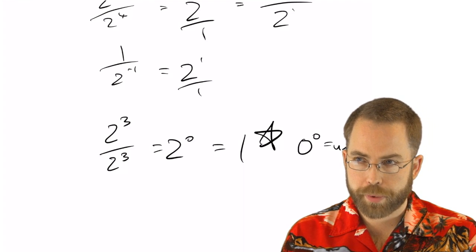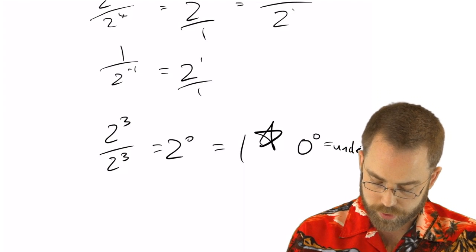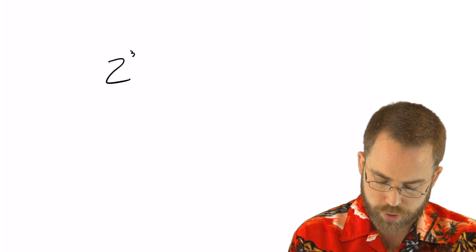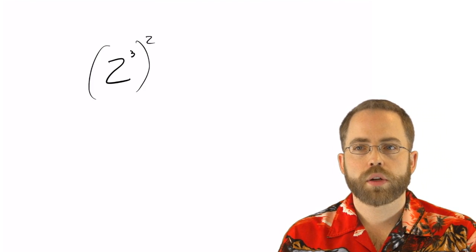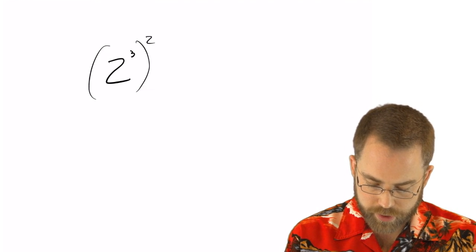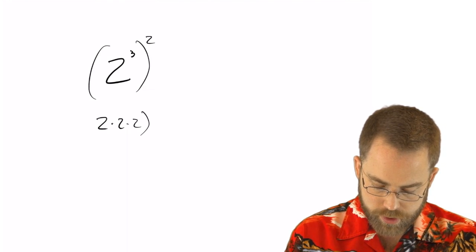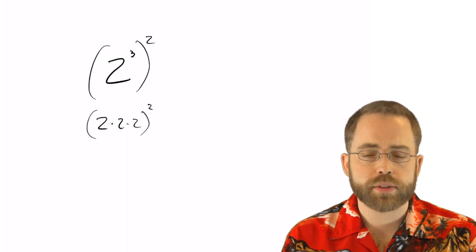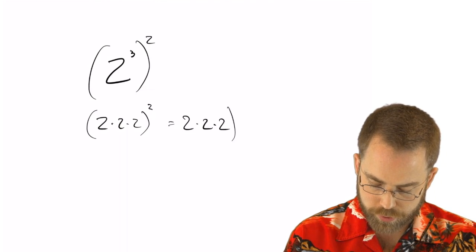All right, so we talked about multiplying, dividing, and then, of course, there is exponentiating. That if you have 2 to the third squared, what does that mean? Again, don't use the symbols unless you know what they mean. That if we look at the inside of the parentheses, that means this, and squaring means times yourself. So that's 2 times 2 times 2, that's one group, and then the next group is that.